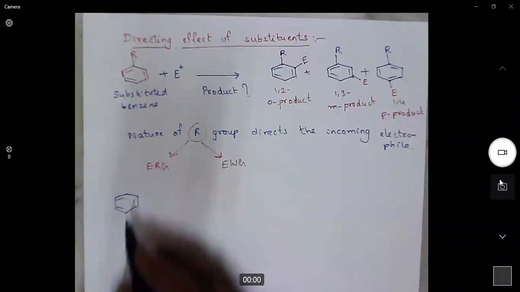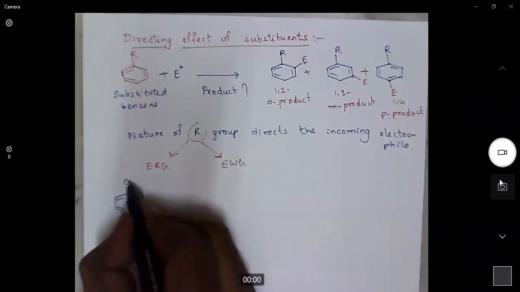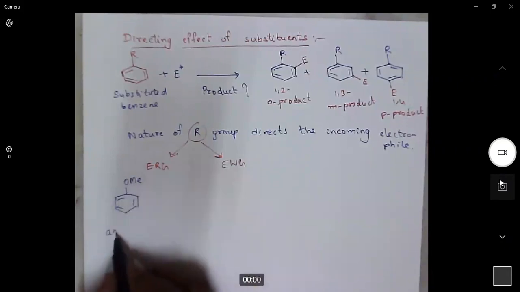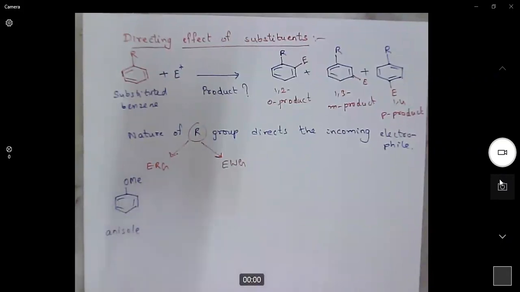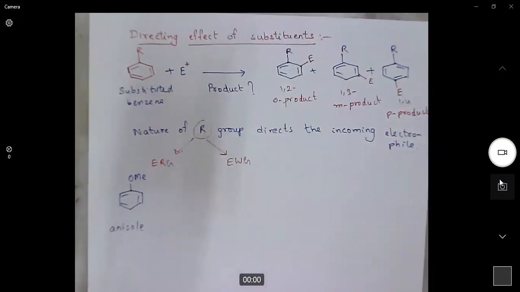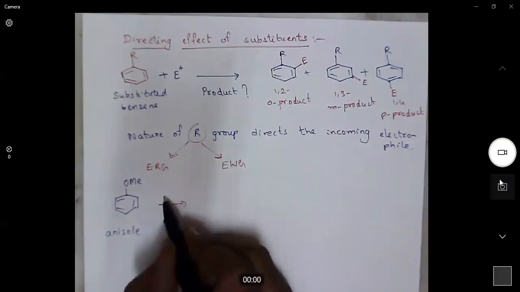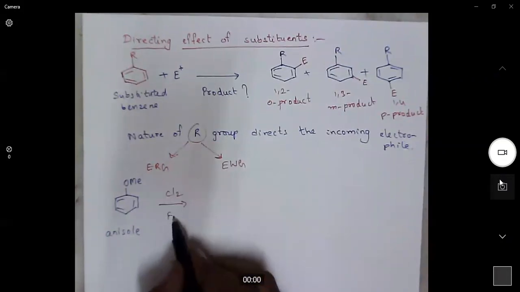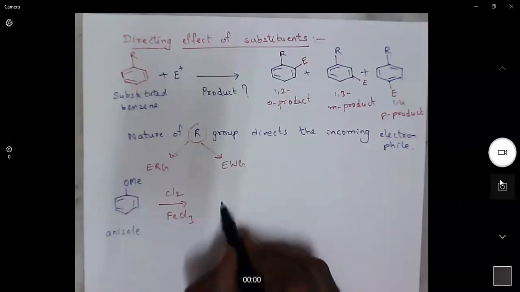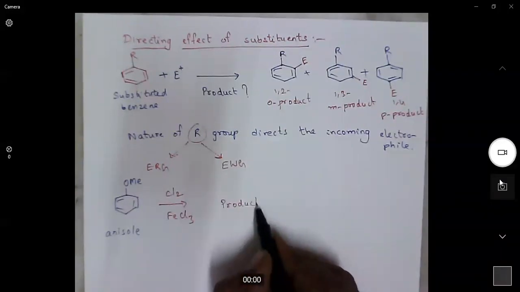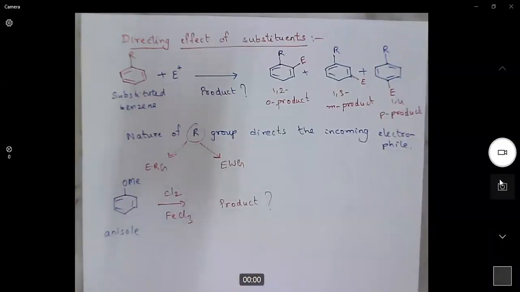When we have an electron releasing group, for example, we will take anisole. When we take anisole and try to do an aromatic electrophilic substitution reaction, we will take chlorination as an example. So we will try to do chlorination, Cl2 and FeCl3. Now, what is the product?